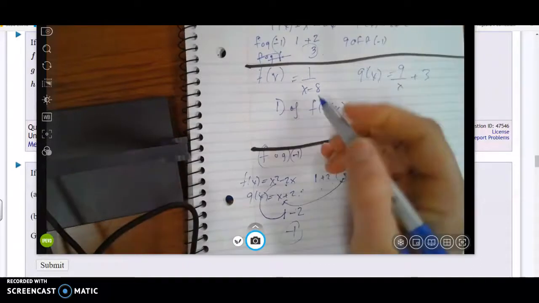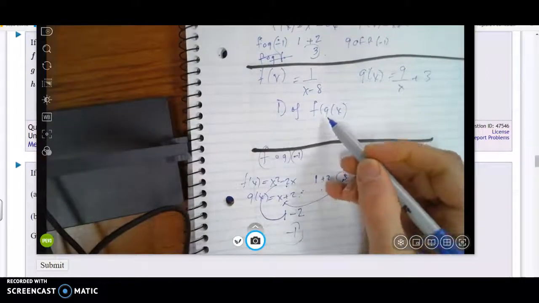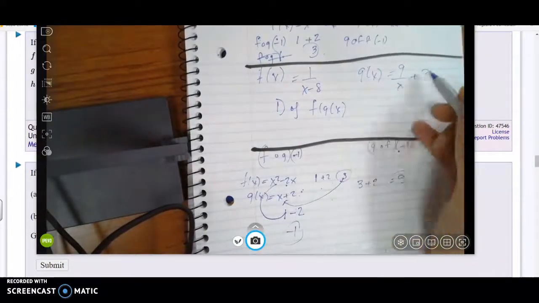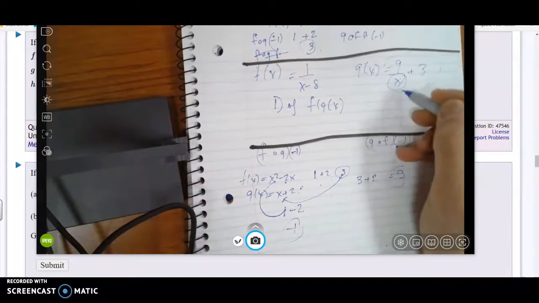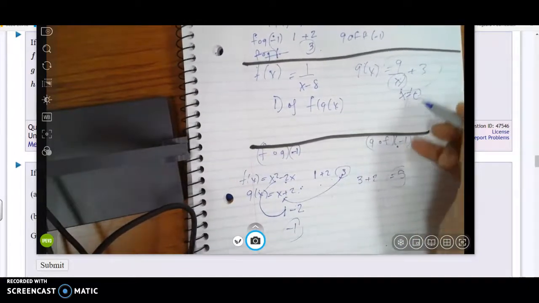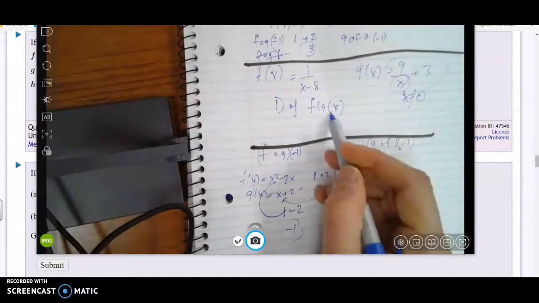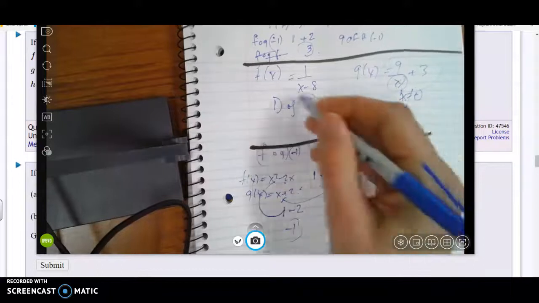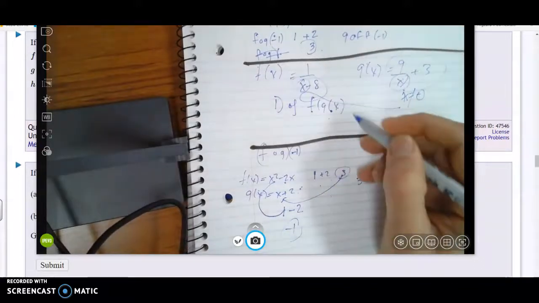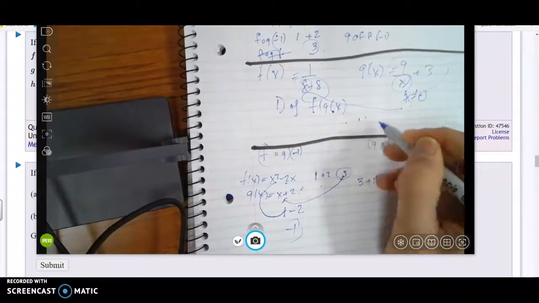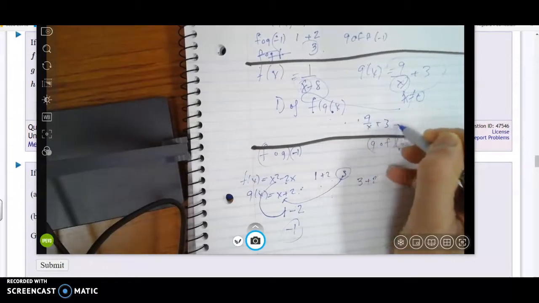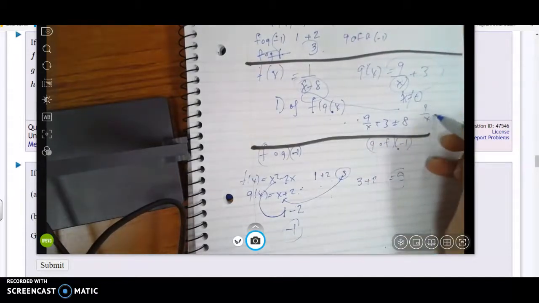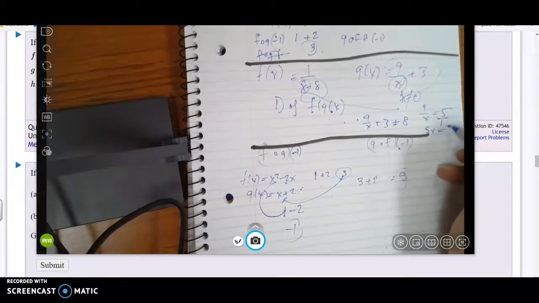Okay, the last problem of this video is the domain of f of g of x. Now it's a little more complicated. So g of x is right here. Well, the first thing we have to notice is that x cannot equal 0, okay? So it has to obey both of these rules. So we have to obey the domain of f of x and g of x. And therefore, when you go in here, whatever this is, x cannot equal 8. So therefore, 9 over x plus 3 cannot equal 8, which means 9 over x cannot equal 5, which means we have 5x equals 9, so x cannot equal 9/5, that's the other part of the domain.